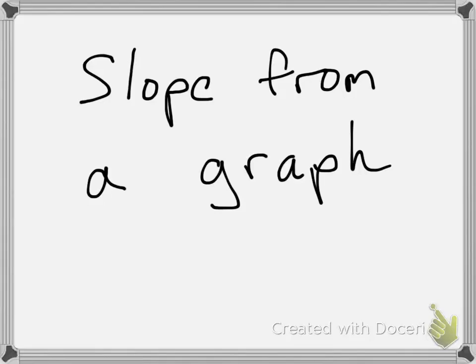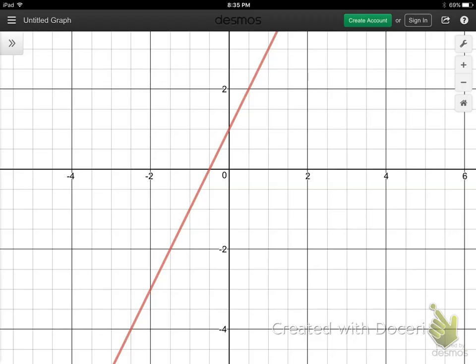Alright, so getting slope from a graph, you need to make sure you have a straight line. If you don't have a straight line, you can't find slope because it only applies to linear functions. And the first thing you gotta do is find two pretty points. And pretty points are going to be points that fall on a coordinate.